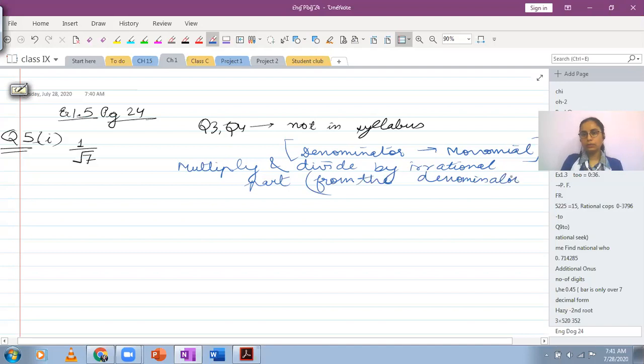You don't have to write this in the exam. This is only for you, if you want to remember this. So in my denominator, I've got root 7 as the irrational part. So I'm going to multiply and divide. I'm going to multiply with root 7, and I'm going to divide by root 7.